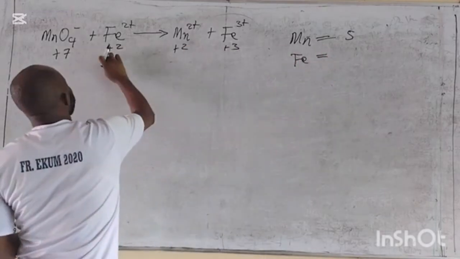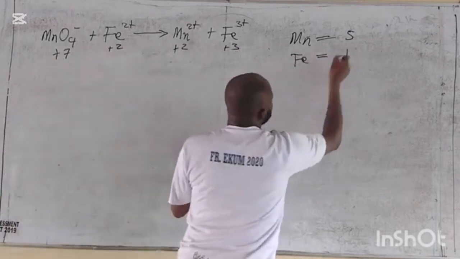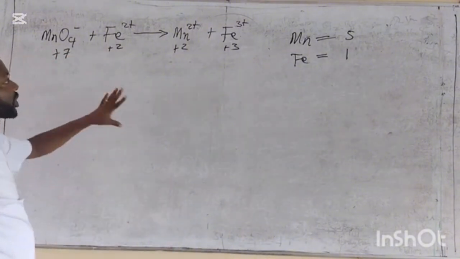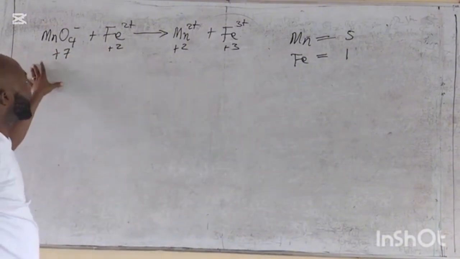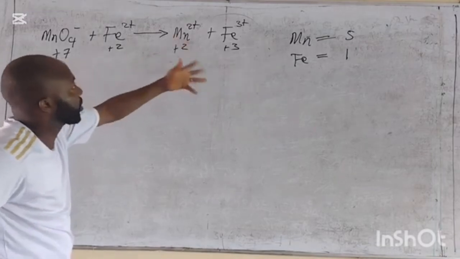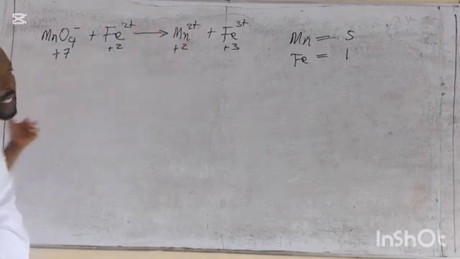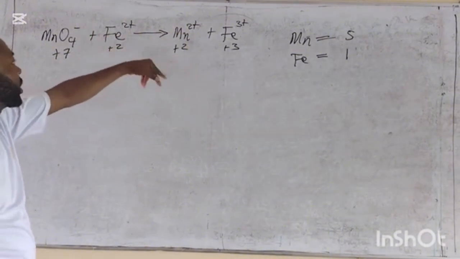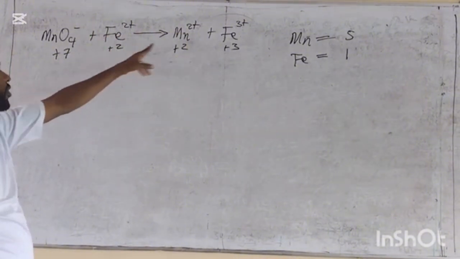3 minus 1, 2, sorry, is equal to 1. So this is the second step, where you've gotten the oxidation states of manganese from the reactant side to the product side. You do your subtraction, the product minus that of the reactant, and whatever you're left with is there. The same thing goes for the iron. 3 minus 2 will give us 1.